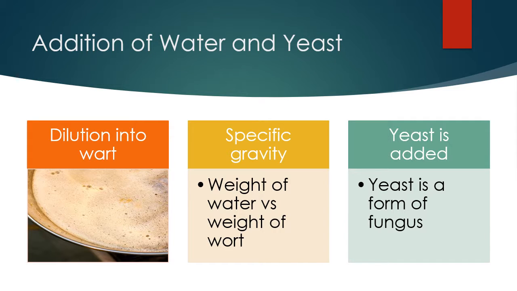After you've created your malt, or if you skip that step, you can then go into the dilution of the sugars into what's called wort. Wort is sugar dissolved in water. That's easier for yeast to digest.